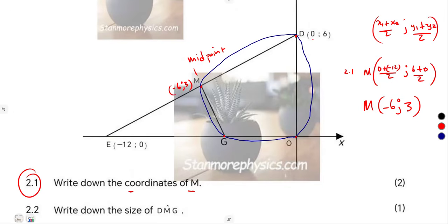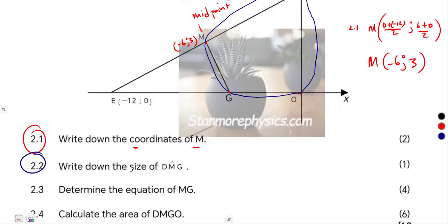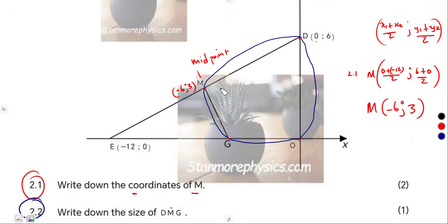Okay, no problem. Then another part, write down the size of angle DMG, all right, the angle that is being formed here, DMG. Take note, this is a cyclic quadrilateral. So using our Euclidean geometry concept, we do understand that angle O, this one, DOG, is what? 90 degrees. We've got a vertical and horizontal line. They do meet at what? 90 degrees.